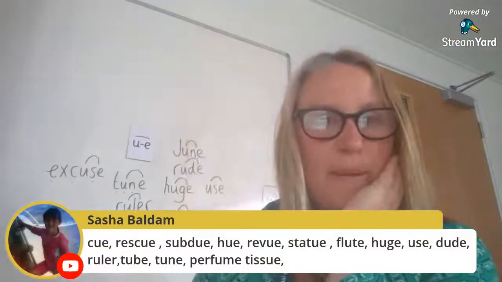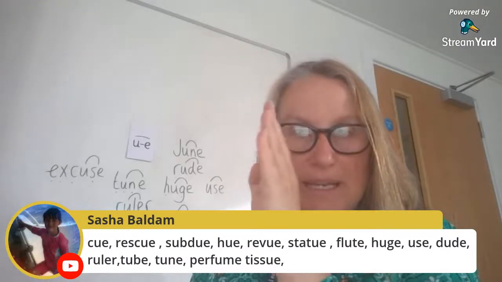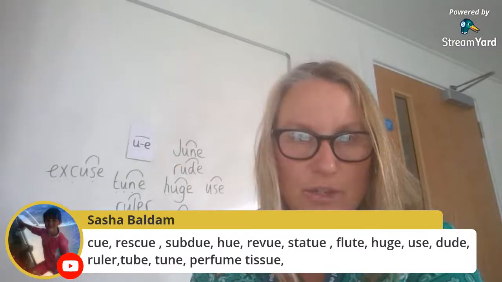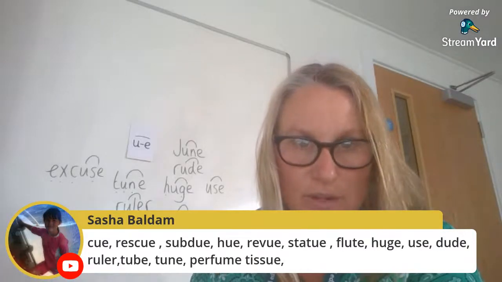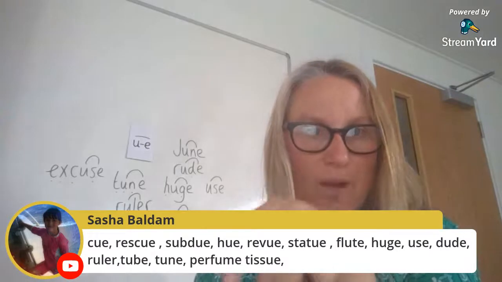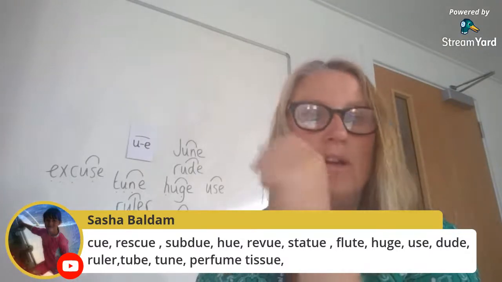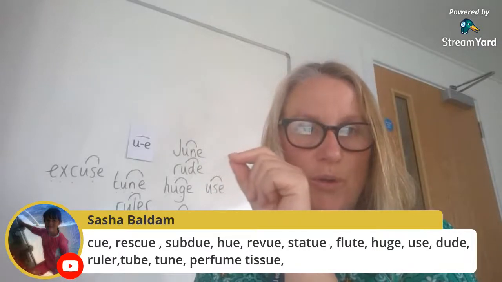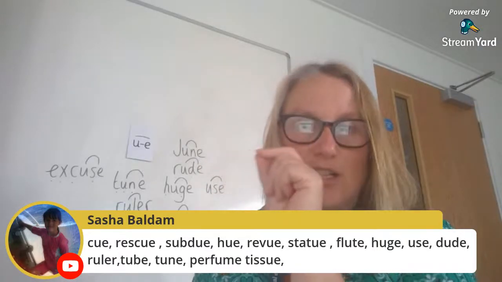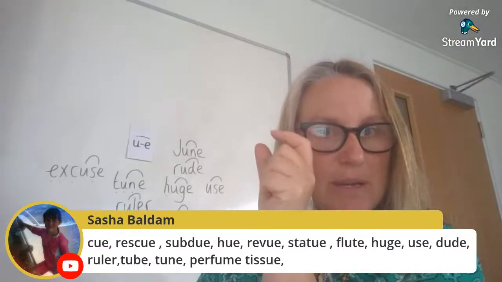Now, remember, Sasha, some of those aren't split digraphs because you have to split a letter. So dude is, and use, and huge, and flute. Statue, though, is different. That's two letters, one sound, but they're not split. Perfume, tune, tube, ruler. Cue, rescue, subdue, hue, review, statue are just UE as a sound, not a split digraph.